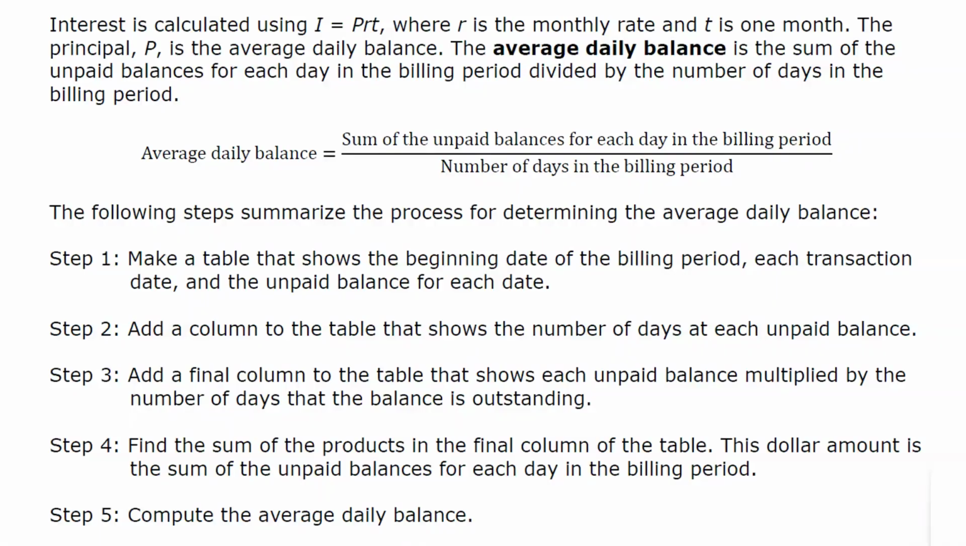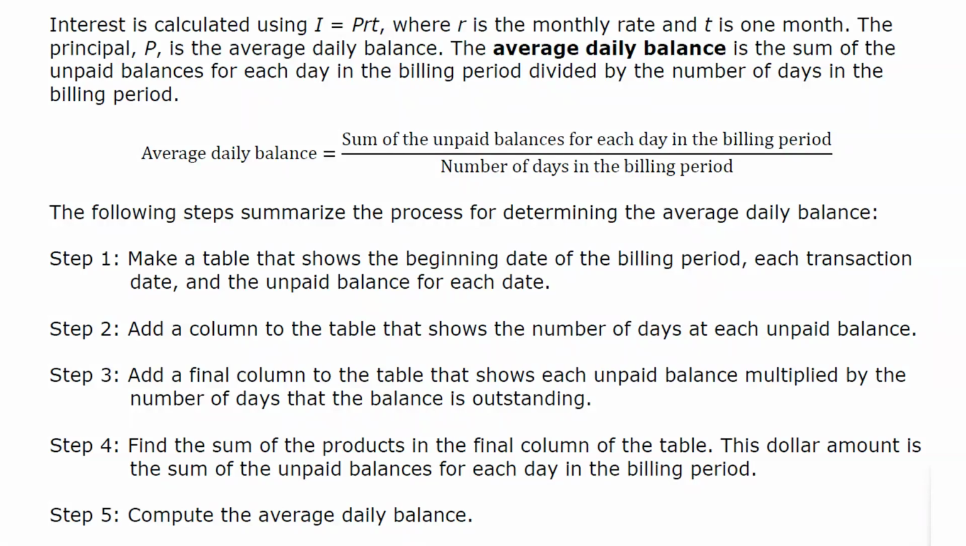The following steps summarize the process for determining the average daily balance. Step 1, we make a table that shows the beginning date of the billing period, each transaction date, and the unpaid balance for each date. Step 2, we'll add a column to the table that shows the number of days at each unpaid balance. Step 3, we'll add a final column to the table that shows each unpaid balance multiplied by the number of days that the balance is outstanding.